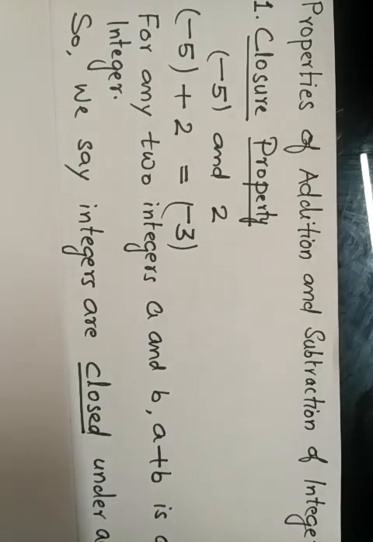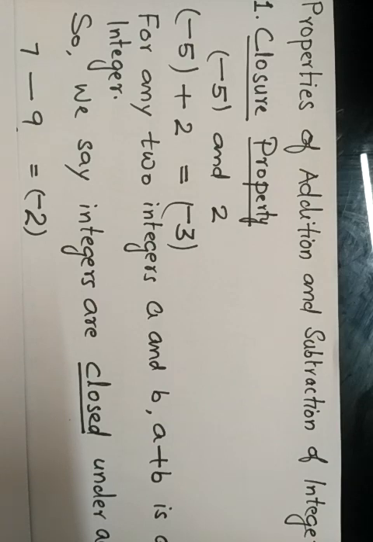Now let us see the same for subtraction also. Consider two integers and let us subtract them. 7 minus 9. We know 7 minus 9 is equal to -2. 7 is an integer, 9 is another integer, and their difference is -2. And we know -2 is also an integer.